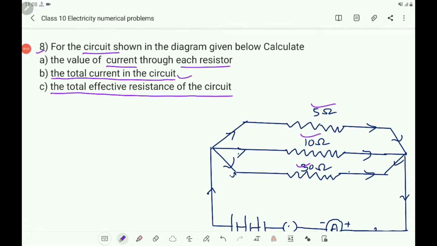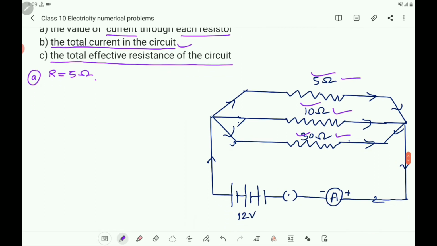So you take A. Here let us take the current through the resistor with 5 ohm, the resistor with 10 ohm and the resistor with 30 ohm. First you take the current through the 5 ohm resistor. R equals 5 ohm. V is 12 volt, already given, and I equals question mark. So you write the formula I equals V by R.